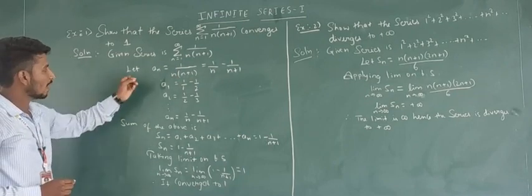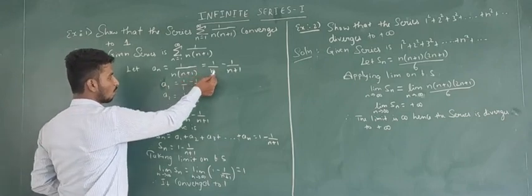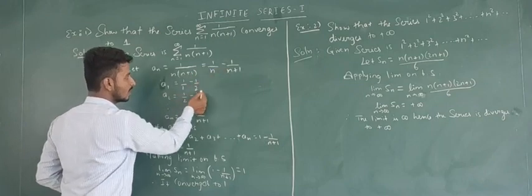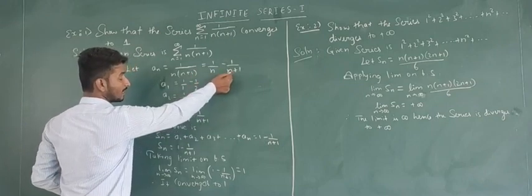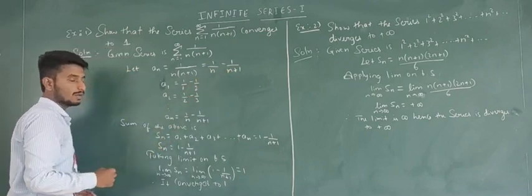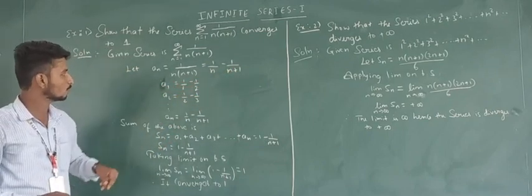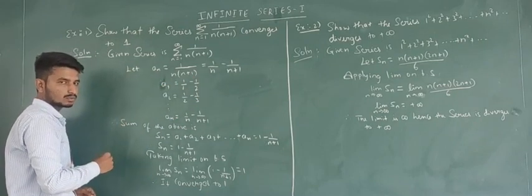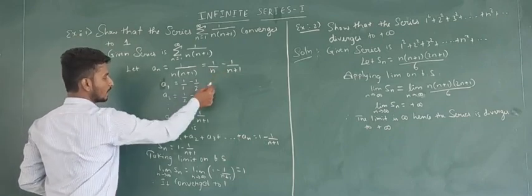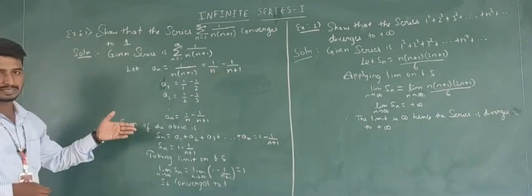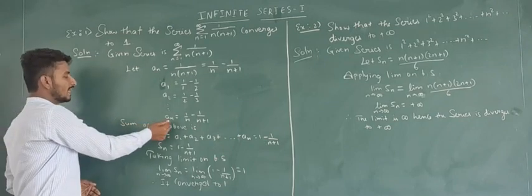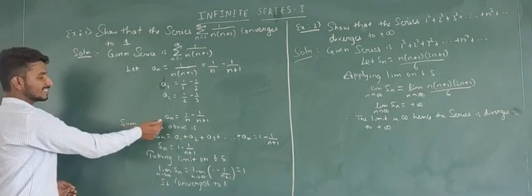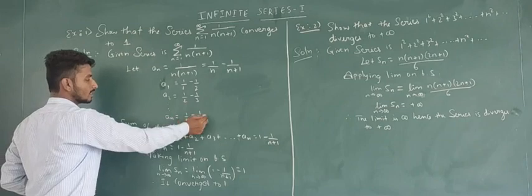Similarly we will find a1. For a1, instead of n we substitute 1, that is a1 equals 1 divided by 1 minus 1 divided by 2. Similarly a2, we substitute 2 in place of n, that is 1 divided by 2 minus 1 divided by 3. Similarly a3, a4, and so on up to an equals 1 divided by n minus 1 divided by n plus 1.